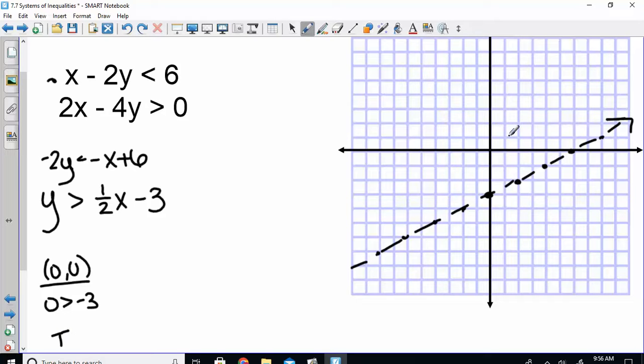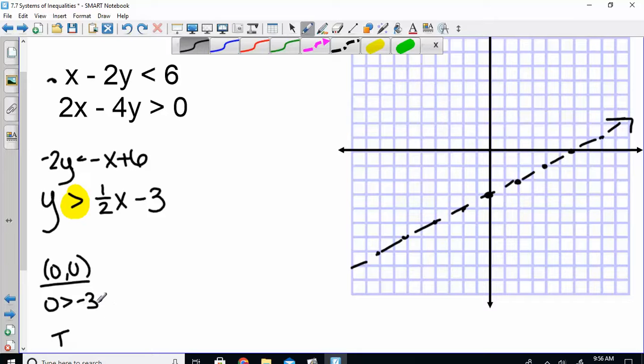True or false? True. So 0, 0 works. Another easy way to tell where to shade, if it's a line, you can just look at your inequality. Greater than means above, so we would shade above the line. Less than means below, so you shade below.